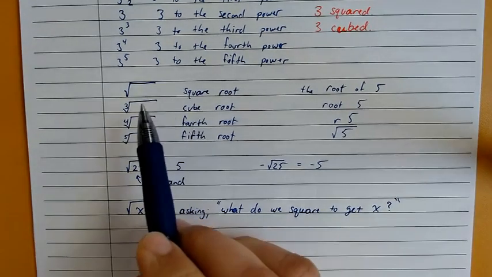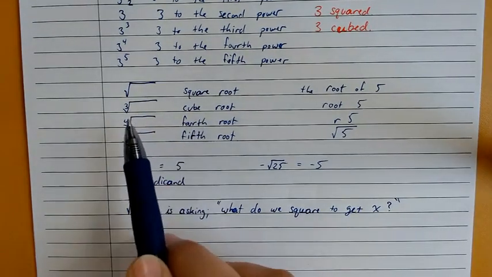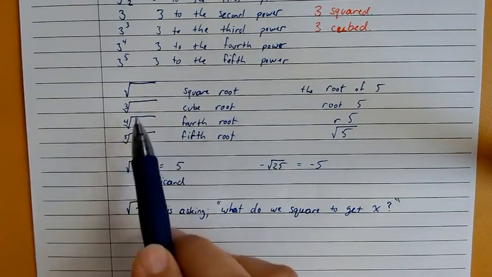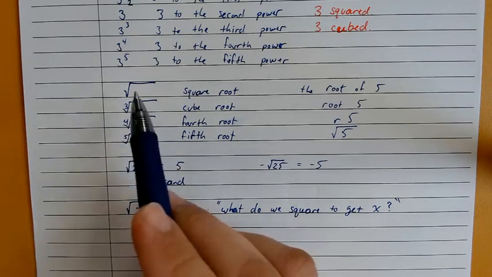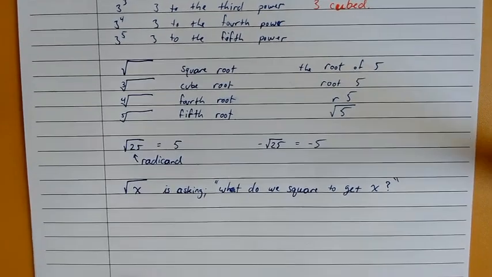Okay. The other roots would ask the same thing. The cube root asks, what do we cube to get the radicand? The fourth root asks, what do we raise to the 4th power to get the radicand, and so forth and so on. But again, we're going to stick with just the square root for now.